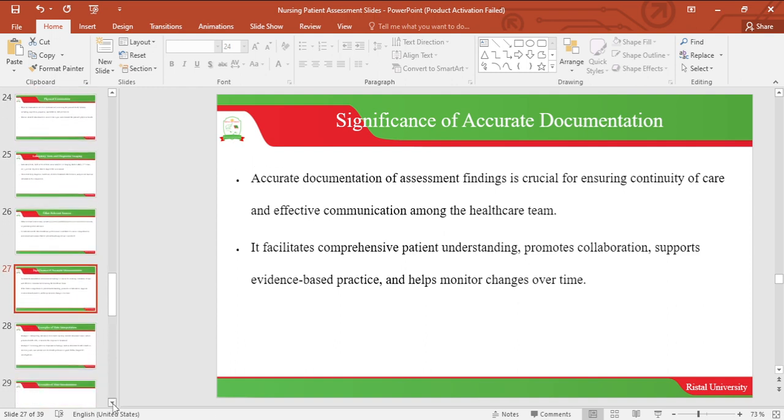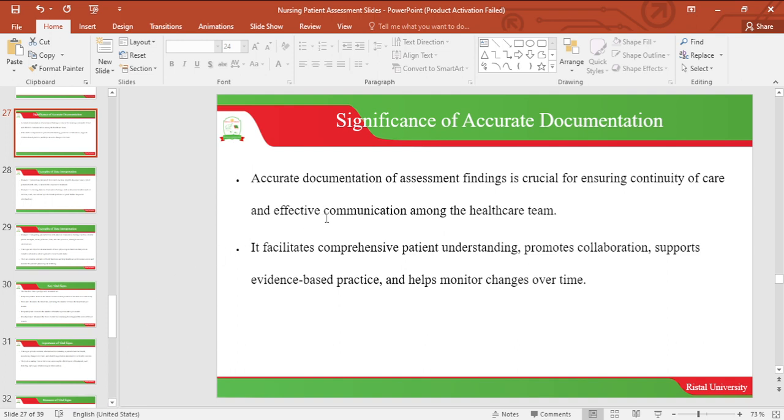Some years back, there were complaints that the nurses carry out their procedures, but they don't document. They lack documentation. So if you don't document, then when the physician or the other health care team comes, they would like to see what you have written down. So if the nurse has not written down anything, then it means that there is no evidence, or it means that work has not been done. Therefore, it is very important that the nurses should document all their findings on the client.